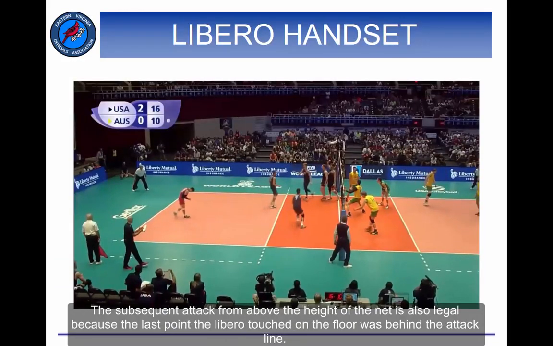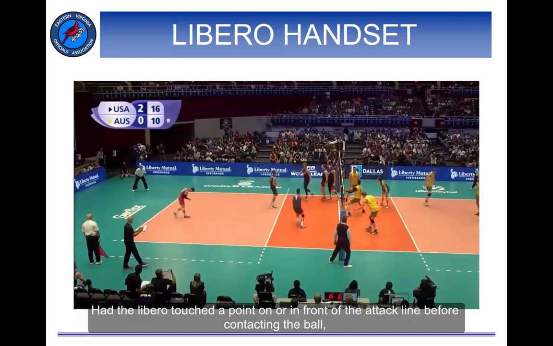The subsequent attack from above the height of the net is also legal because the last point the libero touched on the floor was behind the attack line. Had the libero touched a point on or in front of the attack line before contacting the ball, the result would be an illegal attack once the attack from above the height of the net was completed.